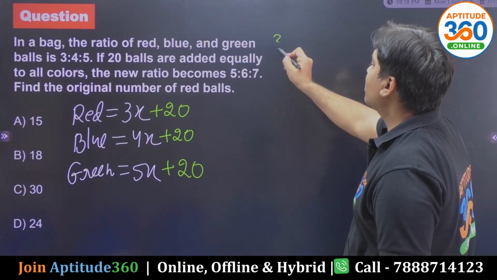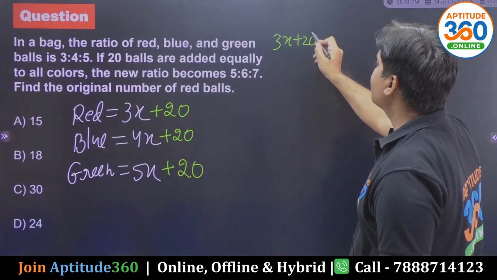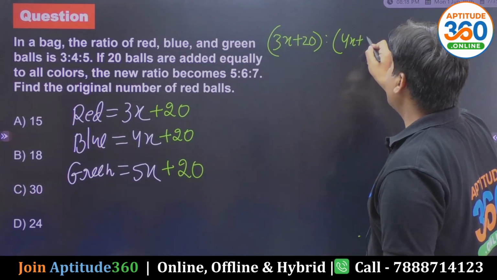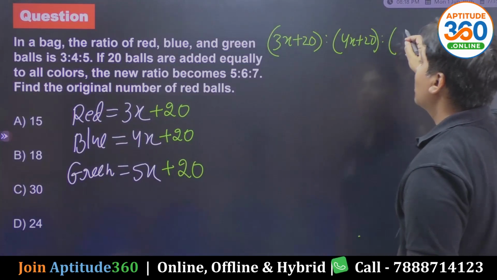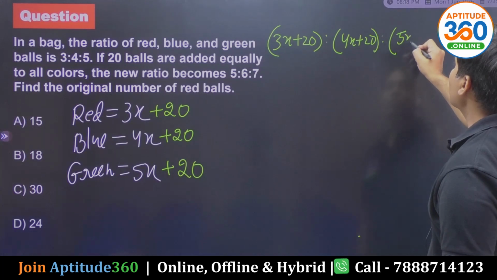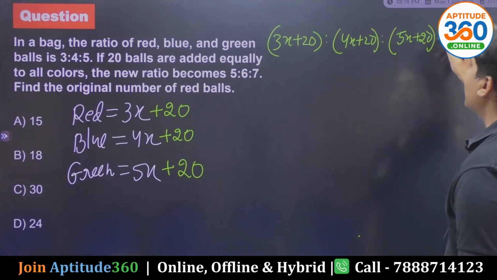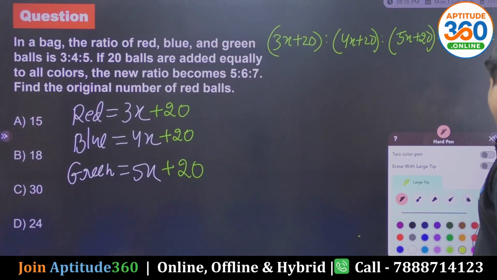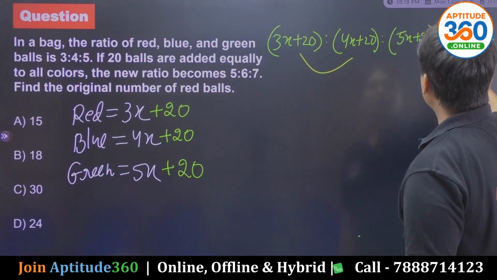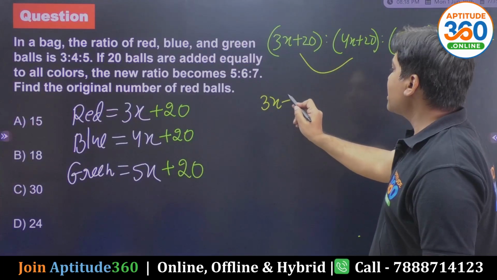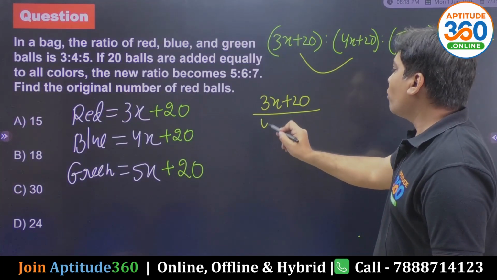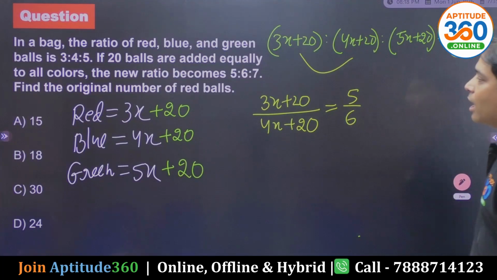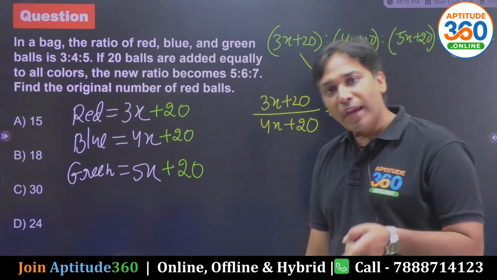So can I say that 3x plus 20 is to 4x plus 20 is to 5x plus 20. These values are given to you as 5:6:7. So how should you simplify this problem? Take the first two ratios. So 3x plus 20 upon 4x plus 20. The ratio of the first two is given to you as 5:6, and this is where we will be able to find out the value x, right?